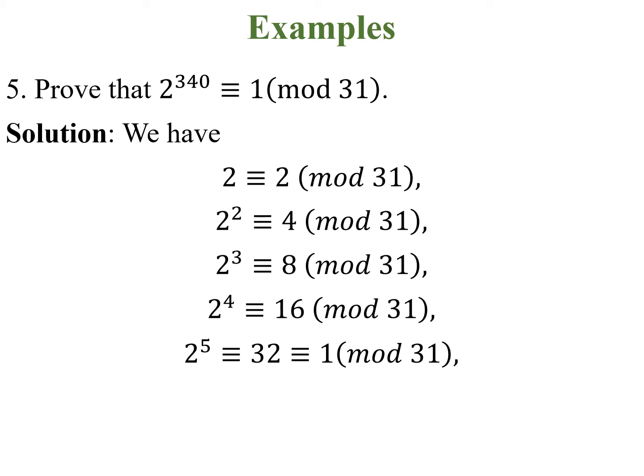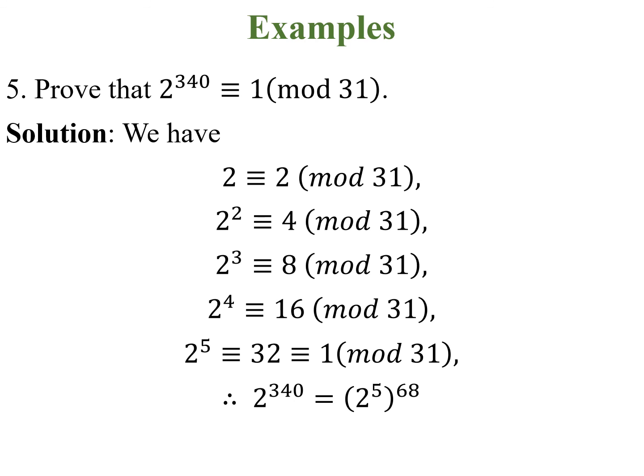But this 340 is divisible by 5, meaning it is a multiple of 5. It can be written as a multiple of 5. So how can we write it? It is 68 times 5. This 340 is 68 times 5. So this 2 raised to 340 can be written as a power of 2 raised to 5. Like this, 2 raised to 340 is equal to 2 raised to 5, raised to 68.